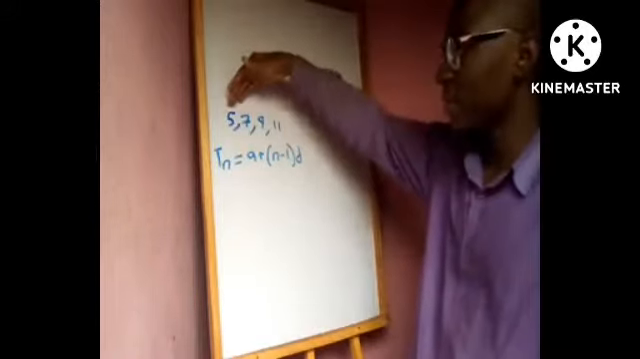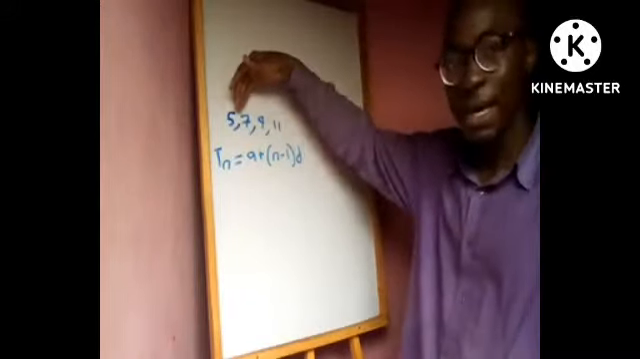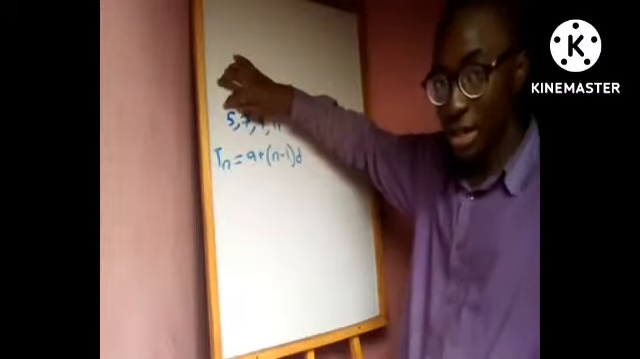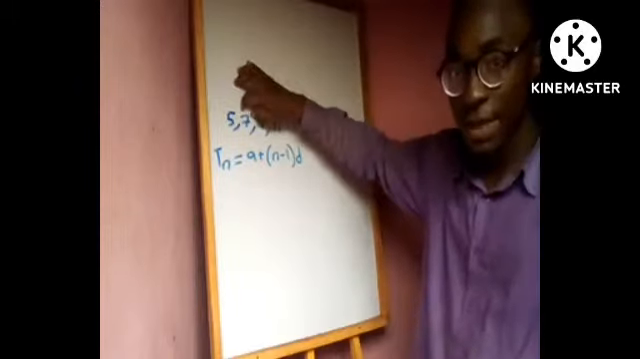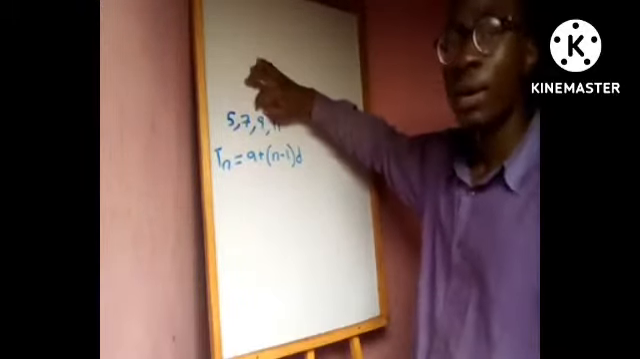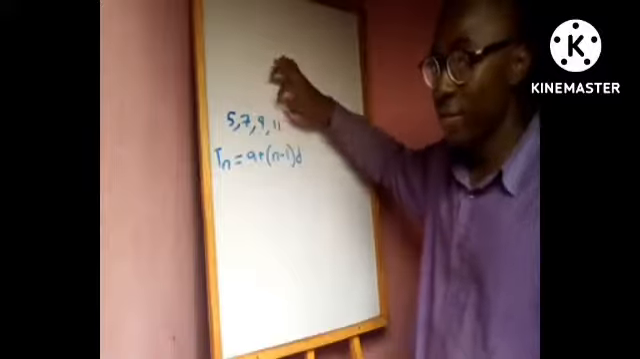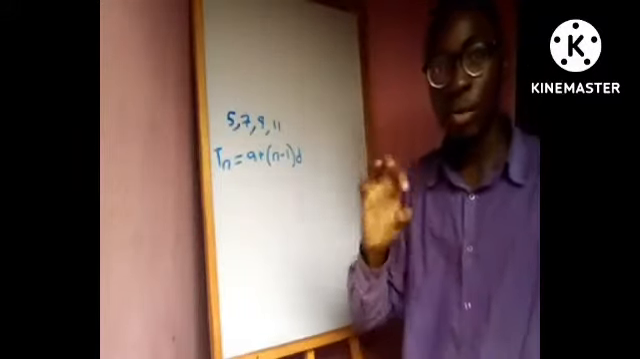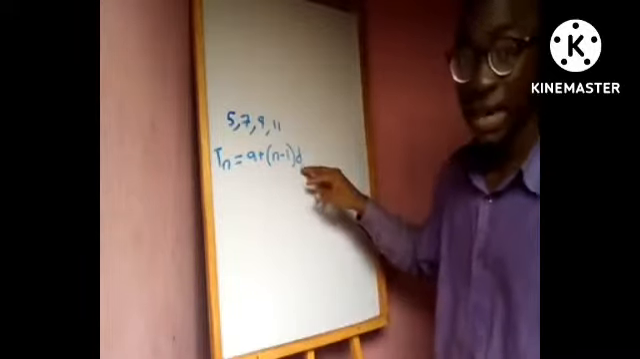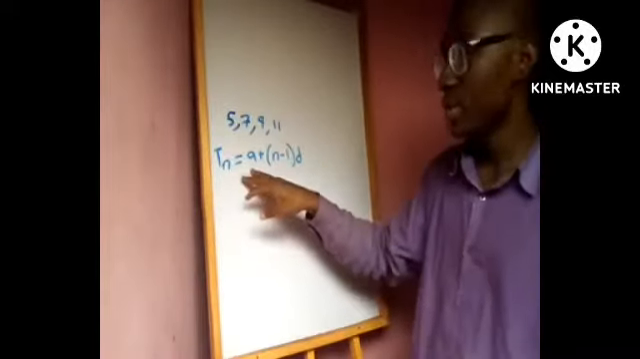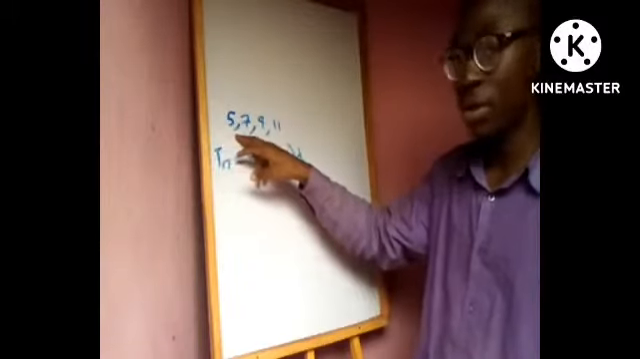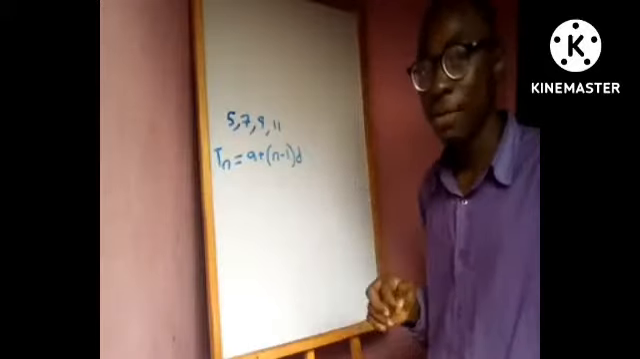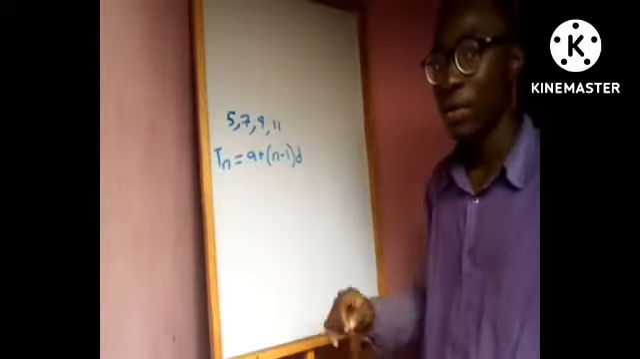For example, in this first one I've listed here, we have 5, 7, 9, 11. When you have the first value, you add 2 to get 7, and when you have the second value, you still add 2 to get 9, and when you have the 9, you still add 2 to get 11. So when you keep adding 2 and 2 and 2, that 2 becomes your common difference, and that is represented by d in this equation. Then your a is the first term in your arithmetic progression, that is 5, and your n is the number of the term you are looking for.